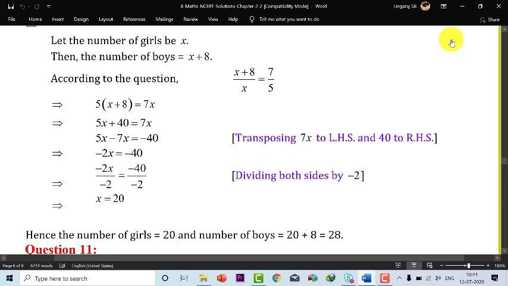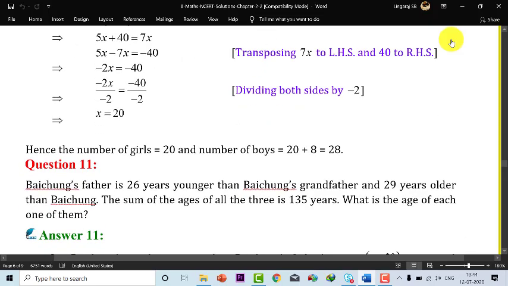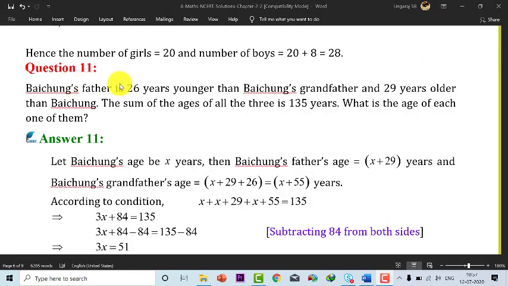So minus 2 gets cancelled. x remains here, minus minus gets cancelled, and 2 fours are 8, 2 twenties are 40. So x is equal to 20. Hence the number of girls is 20 and the number of boys is equal to 20 plus 8, which will be 28.